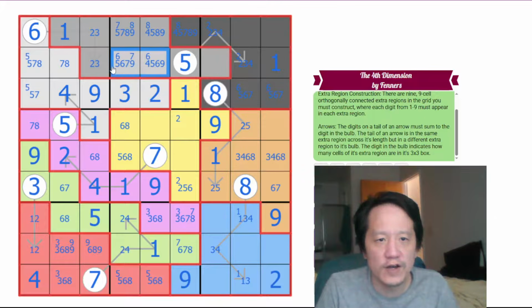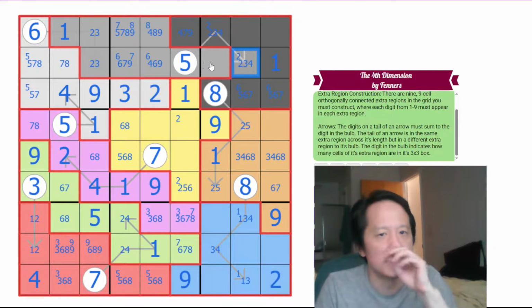So this is 5, which means none of these can be 5. 8 cannot be in the dark region anymore. It cannot be 5. It has to match this. These two cells have to be the same.